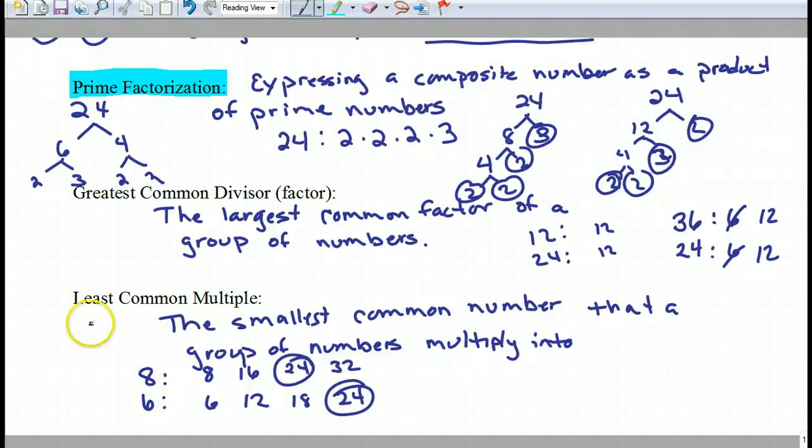Okay, the least common multiple is the smallest common number that is in a group of numbers that multiply into. So if you take 8 and 6, I want to see what's the smallest number that they both multiply into. So this would be like saying 8 times 1 is 8, 8 times 2 is 16, 8 times 3 is 24, and so on. 6 times 1 is 6, 6 times 2 is 12, 6 times 3 is 18, and 24. So they both have 24 as the least common number they multiply into.